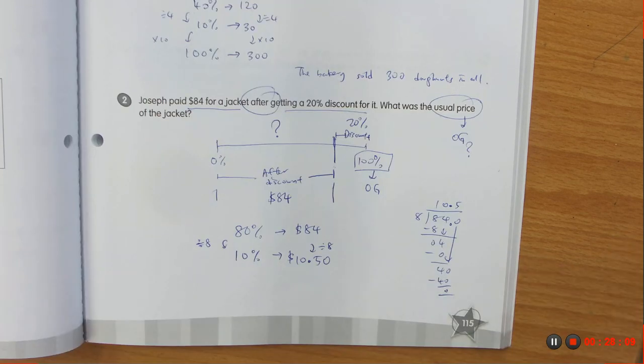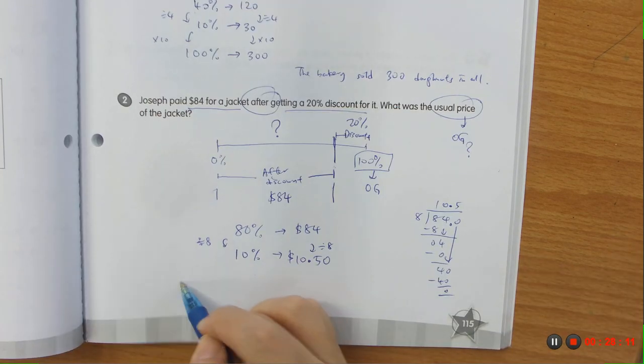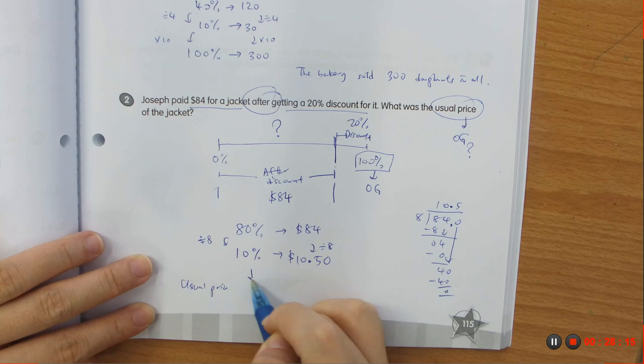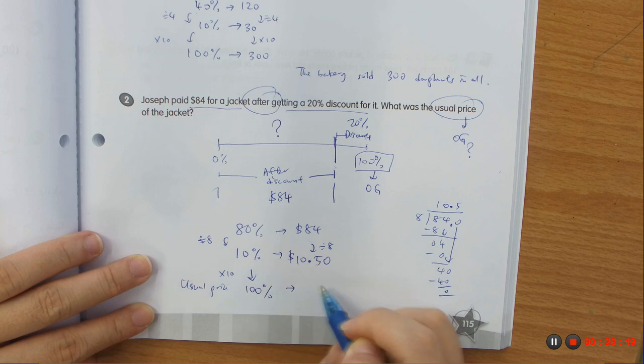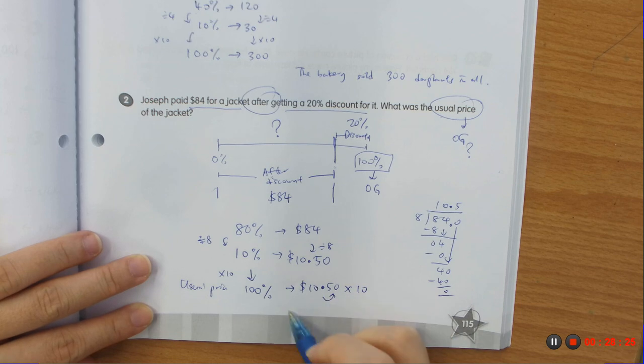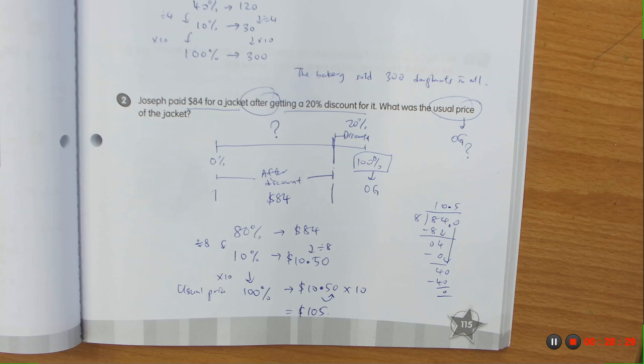Then OG is the usual price. The original price is 100%. So $10.50 times 10 will be $105. The usual price of the jacket is $105. Is this okay?